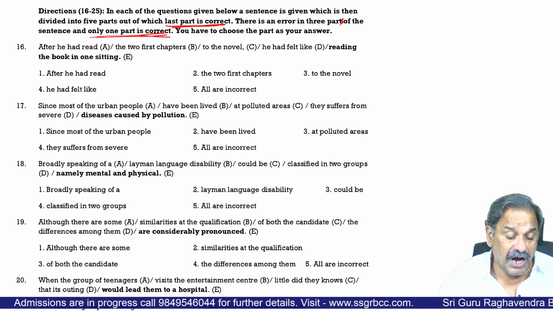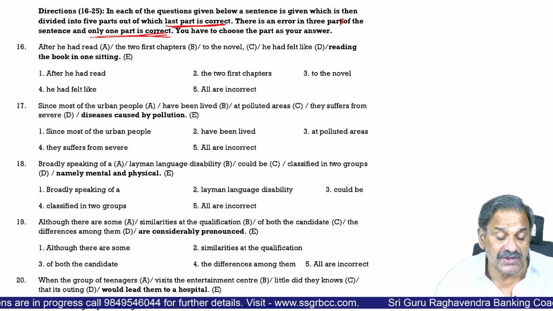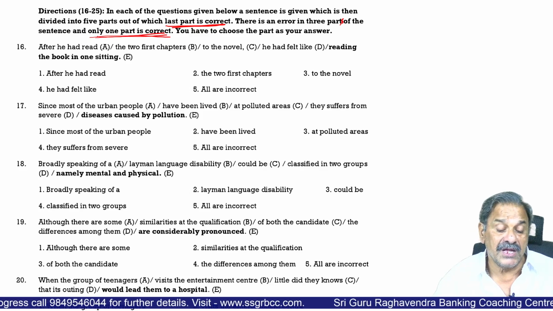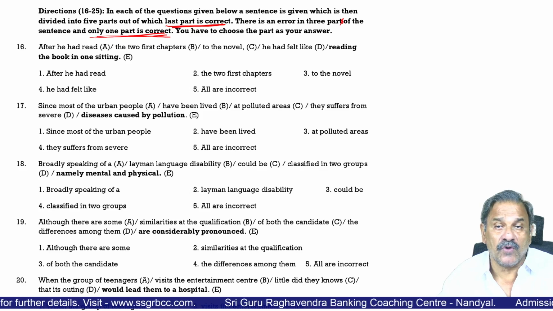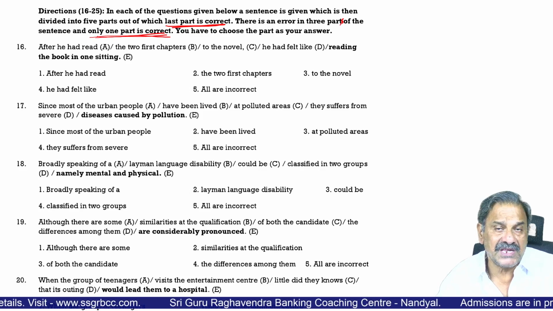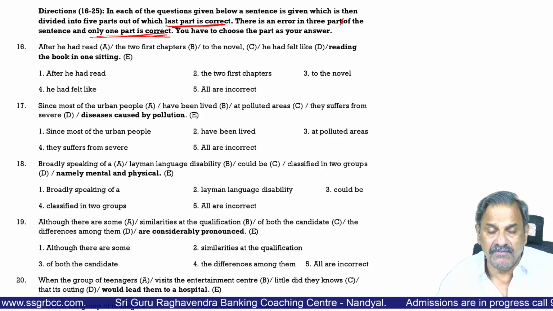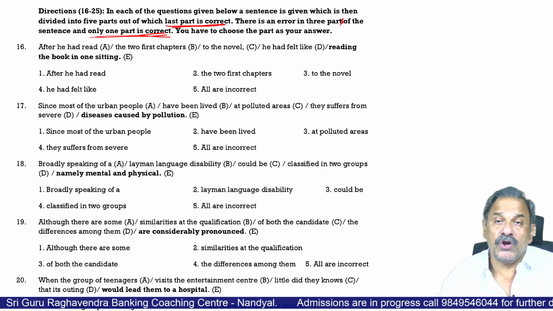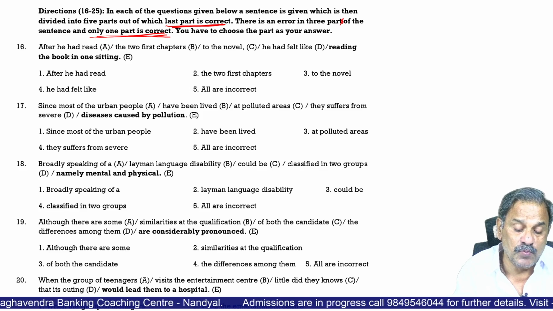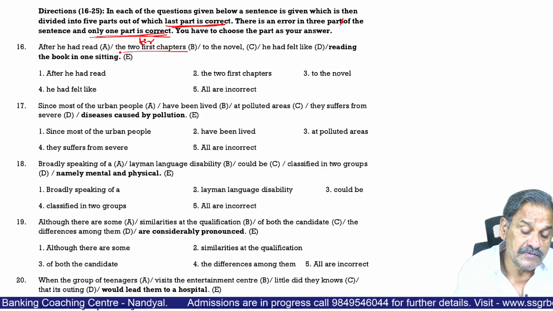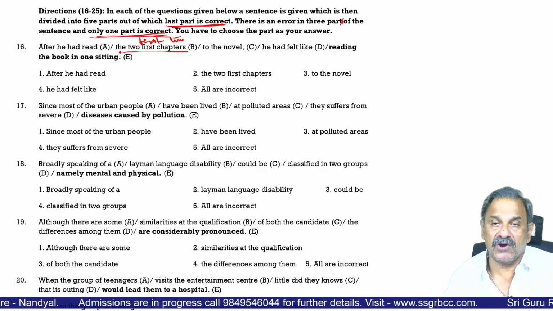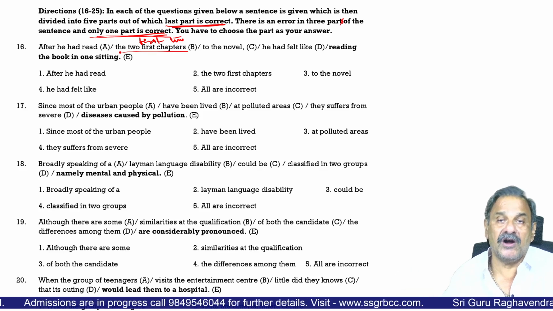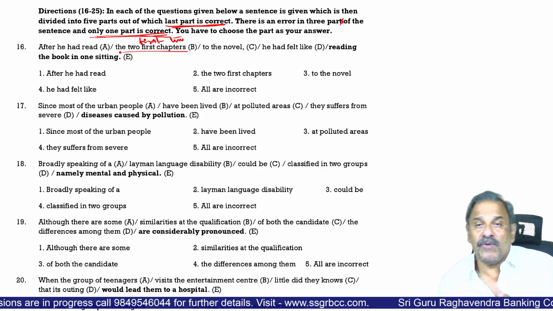After he had read the two first chapters of the novel. Here, 'two first': 1, 2, 3, 4, 5 are numbers; first, second, third, fourth, fifth are ordinals. When number and ordinal come together, we have to use the ordinal first. So instead of 'the two first', you have to use 'the first two'. When number and ordinal come, what do you have to use first? Ordinal, followed by number.